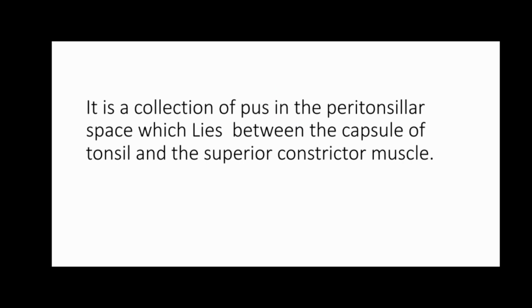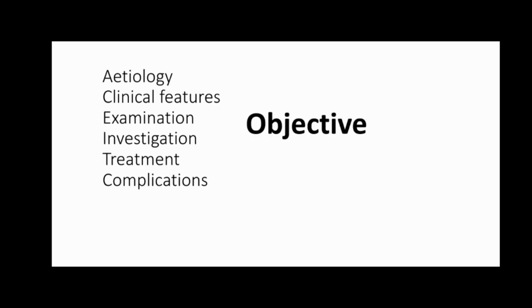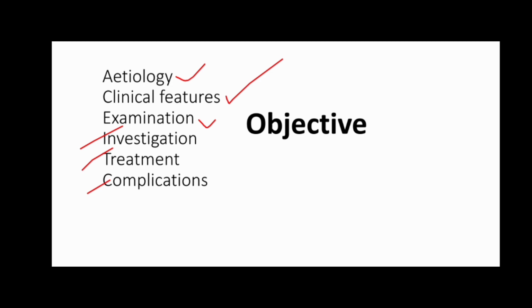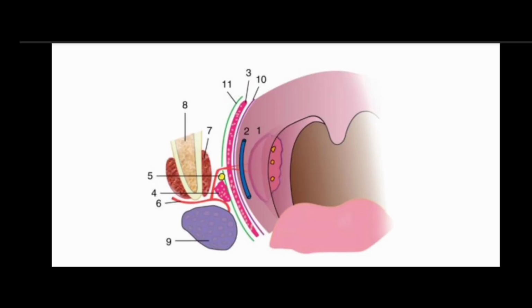Before entering into the proper topic, the objectives are: we are going to see the etiology, clinical features, examination and investigation, how to treat peritonsillar abscess, and what the complications are. Before entering into peritonsillar abscess, we have to know the anatomy. Previously, in acute tonsillitis, I told about the anatomy.